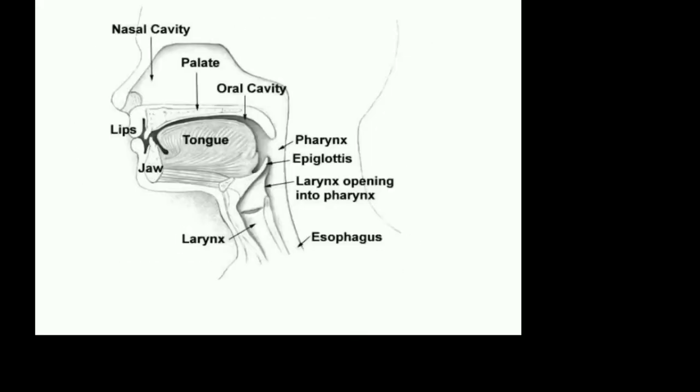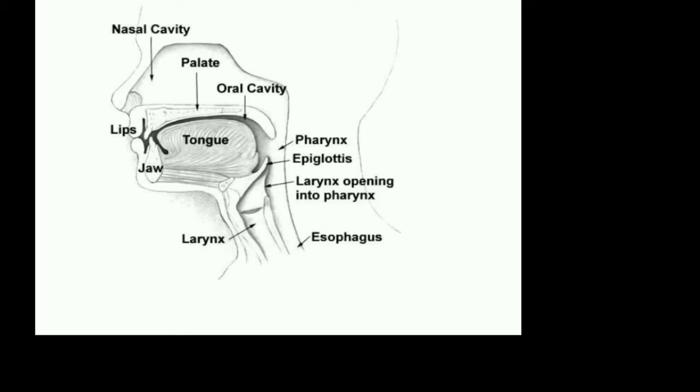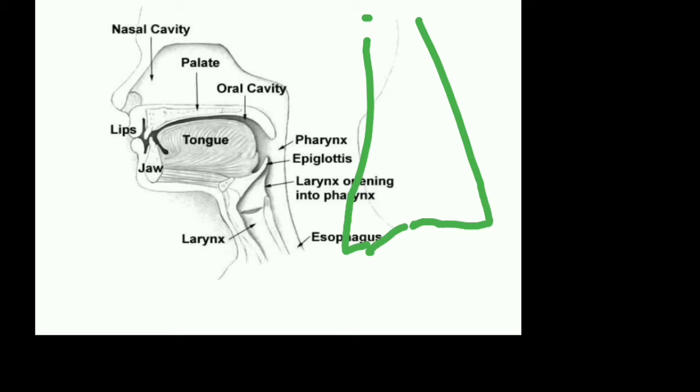So let's see, the first part is the nose and nasal cavity. As you can see in this picture, the main route of entry for air is the nose. You can see two cavities in the nose. Imagine those as two cavities, and these cavities are divided by the septum.